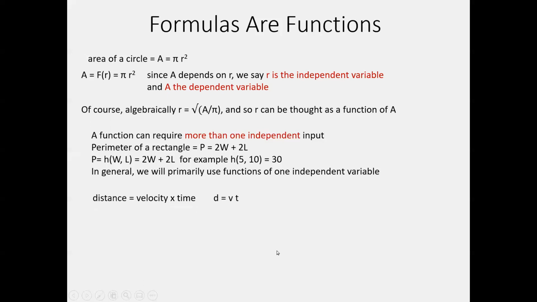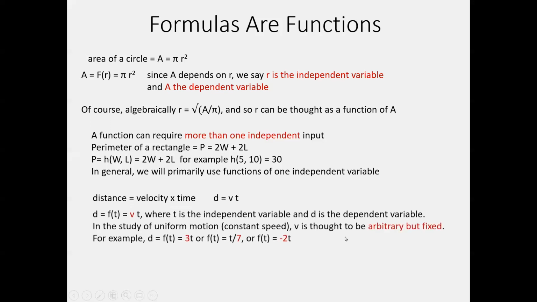Okay, speaking of formulas, let's take our favorite. Distance is equal to velocity times time. Again, I just want to introduce one more piece of vocabulary, if I could. The distance is equal to a function of time, equal to the velocity times the time. T would be the independent variable. D would be the dependent variable, the distance, because I'm making the distance depend upon the time.